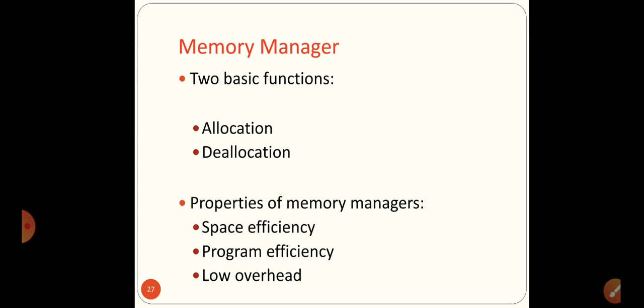Therefore it is very important to minimize the use of RAM resources. It should be kept free. If it is fully occupied, then no more execution will be possible. So it is very essential to manage RAM effectively. The properties for that are space efficiency, programming efficiency, and low overhead. We will see them one by one.